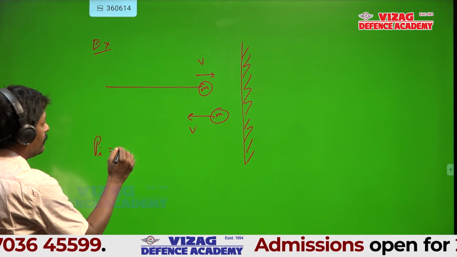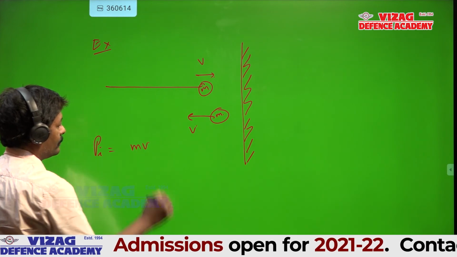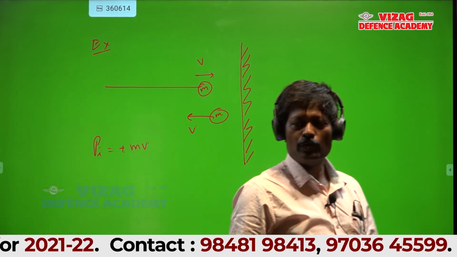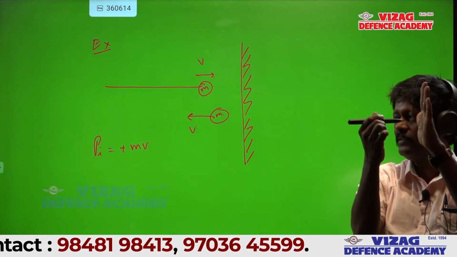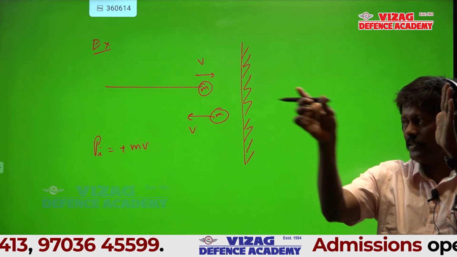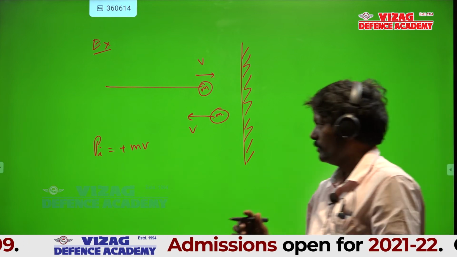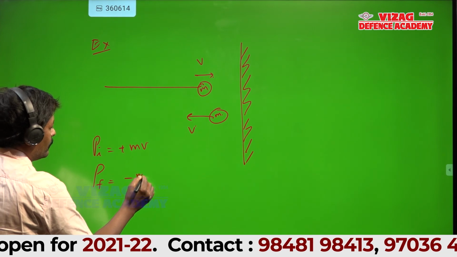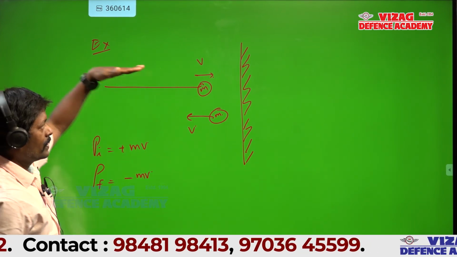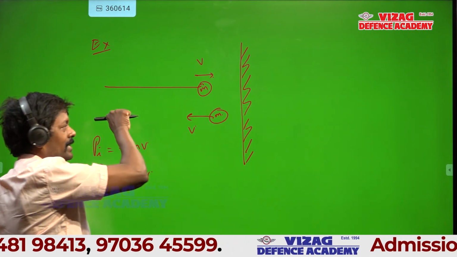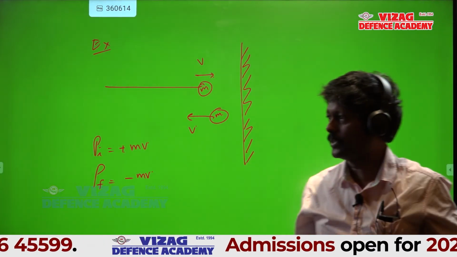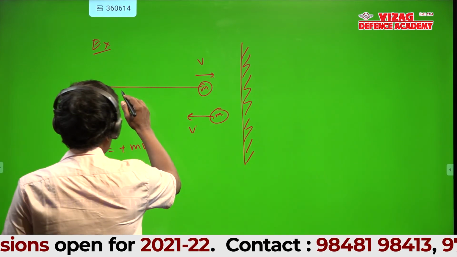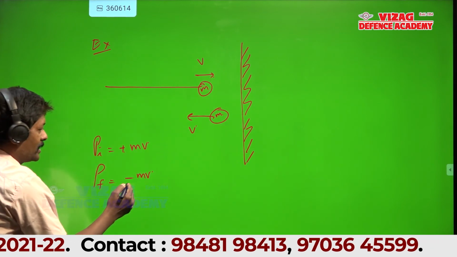Initial momentum, can anyone tell me? mv. I will take this as a positive quantity. I already told you whatever is in the initial direction is positive, the opposite is negative. So final momentum, one of you tell me. Final momentum is minus mv. First tell me if you agree or not. Initial momentum is mv, final momentum is minus mv.